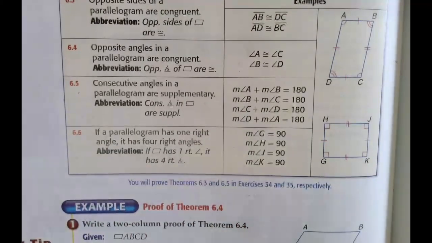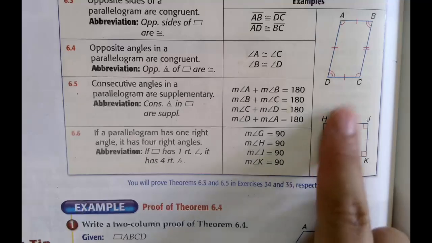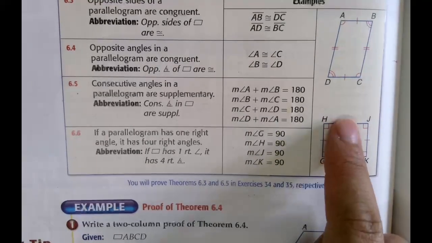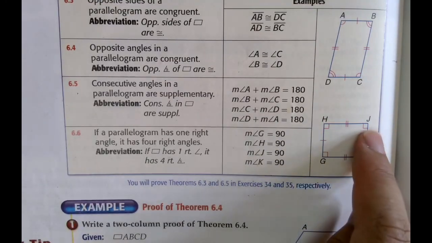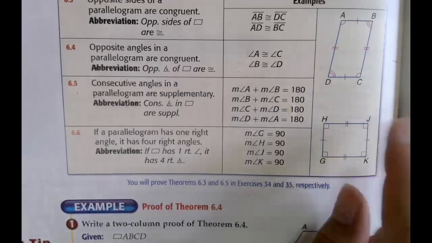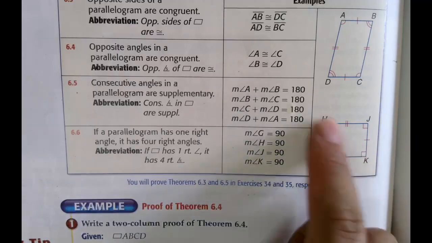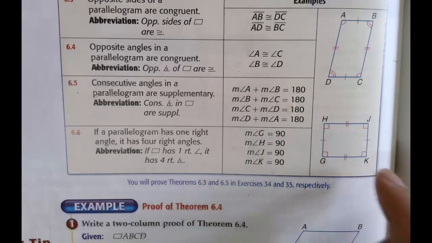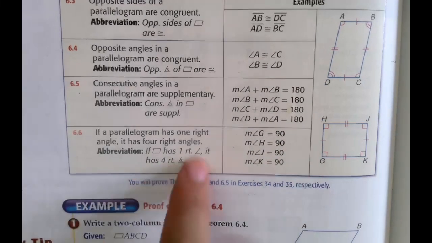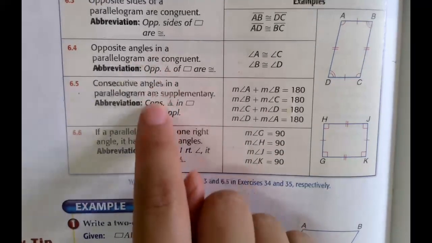And then also we know that if a parallelogram has one right angle, they all have to be right angles too. The reason why is because if it's supplementary to this, if they add up to 180, if this one's 90, this has to be 90 as well. And same goes for this. And then since opposite angles are congruent, since this one's 90, this one has to be as well. And so this one kind of combines these two previous ones.